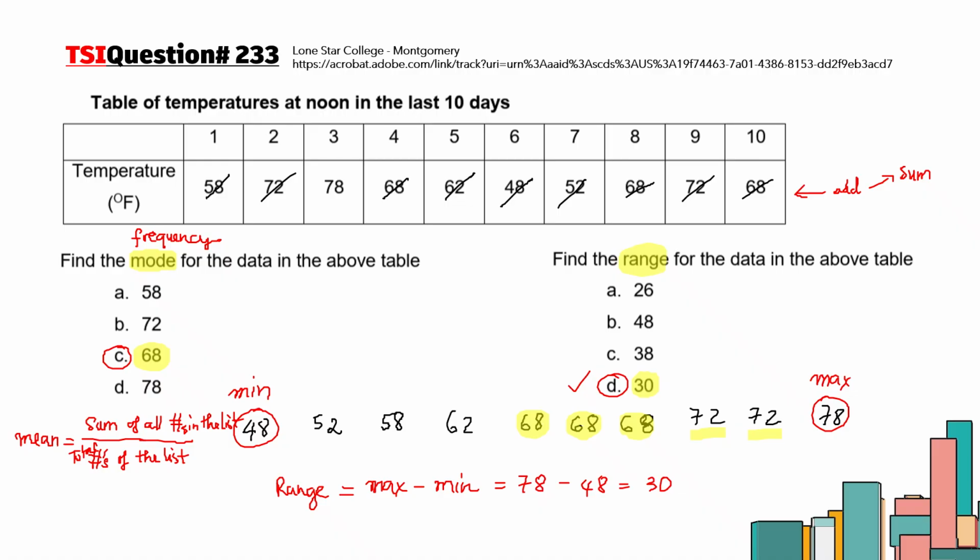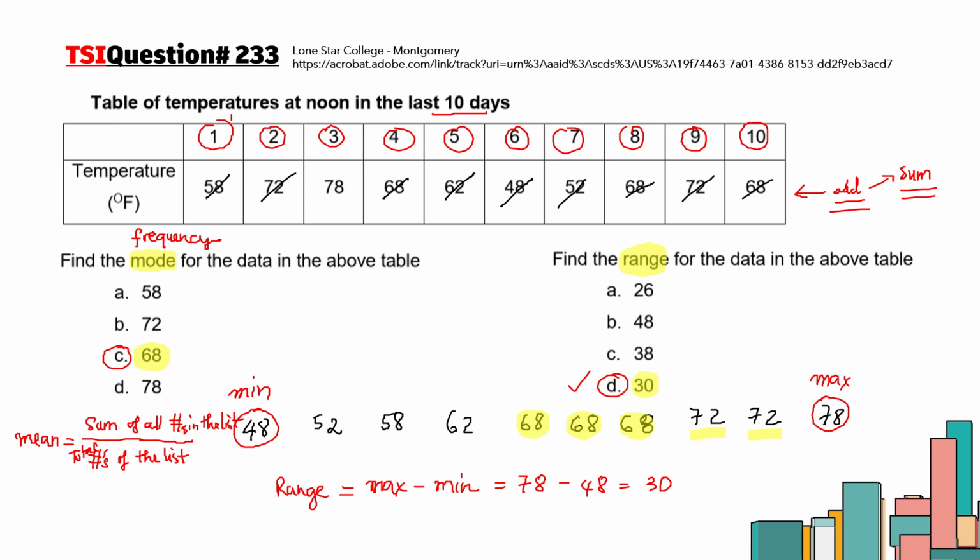We see that they say 10 days, so the total number of the list is 10. You have 10 days: 1, 2, 3, 4, 5, 6, 7, 8, 9, 10. So you will have to add all of the numbers right here to find the sum. Then we divide by 10 because we have 10 numbers in this list.